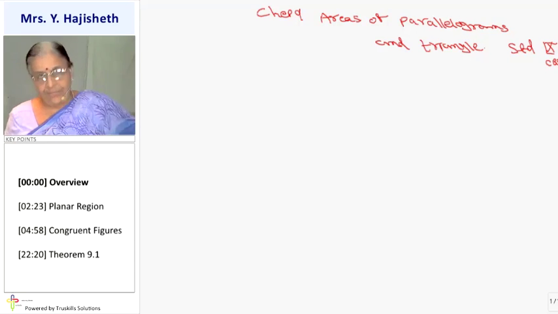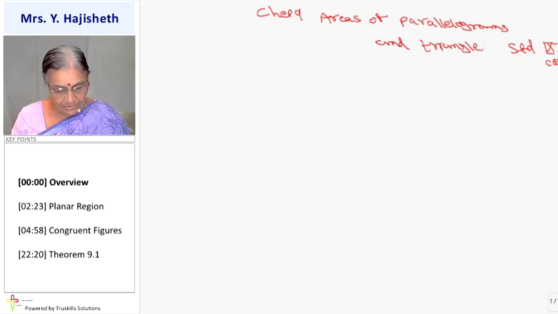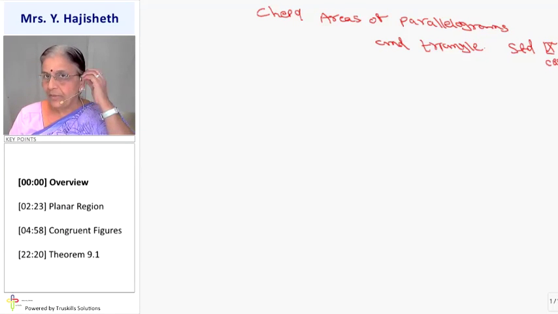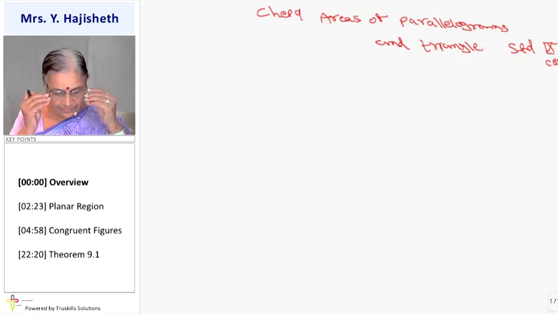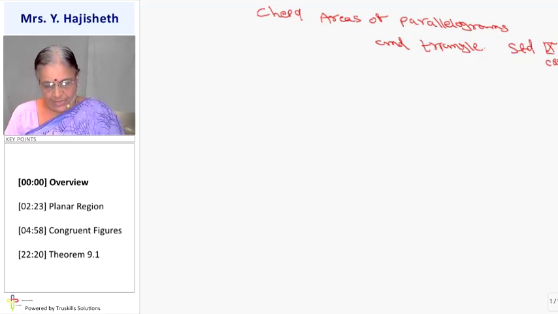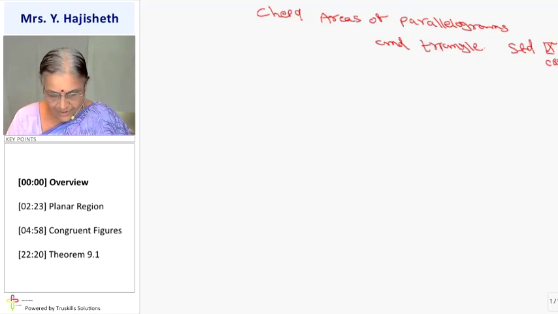Now see, we have already learned in the previous class about the areas of simple closed figures like rectangle, square, triangle and parallelogram, even circle also. And we have ready-made formulas for those. They come under mensuration.